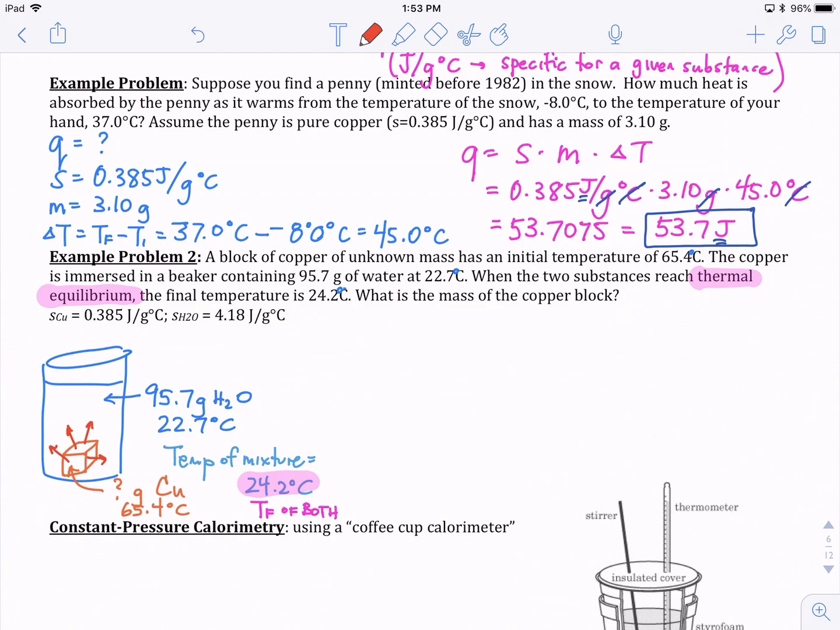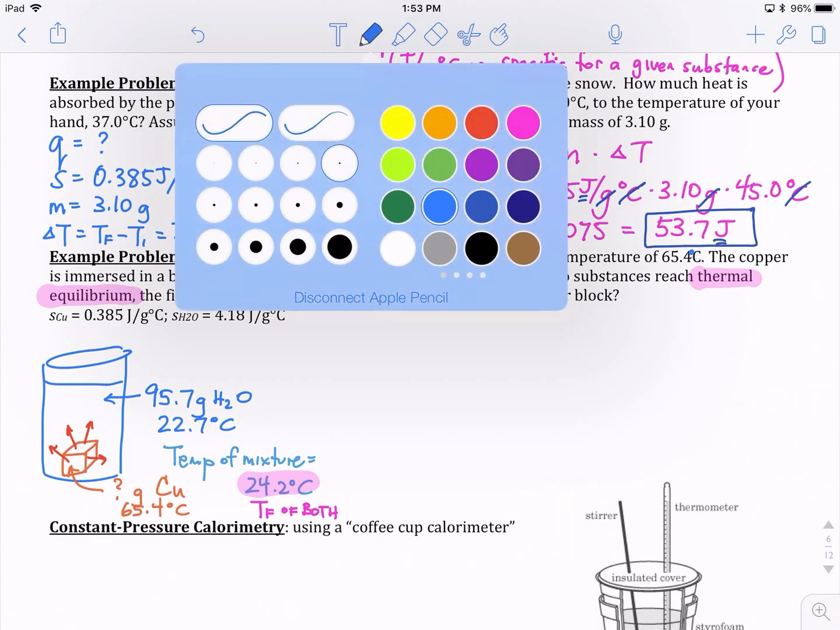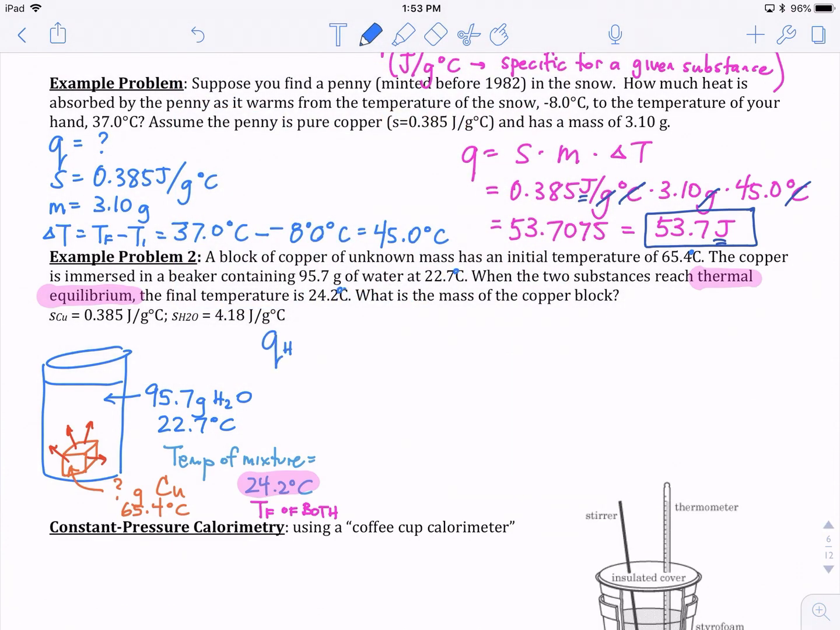So what we need to think about is, what do we know? Well, we know the specific heat of water, the mass of water, and the change in temperature of water. We also know the specific heat of copper and the change in temperature of copper. What we don't know is the mass of the copper. So let's start with the water and figure that the heat gained by the water is going to be equal to the specific heat of water times the mass of water times the delta T of the water.